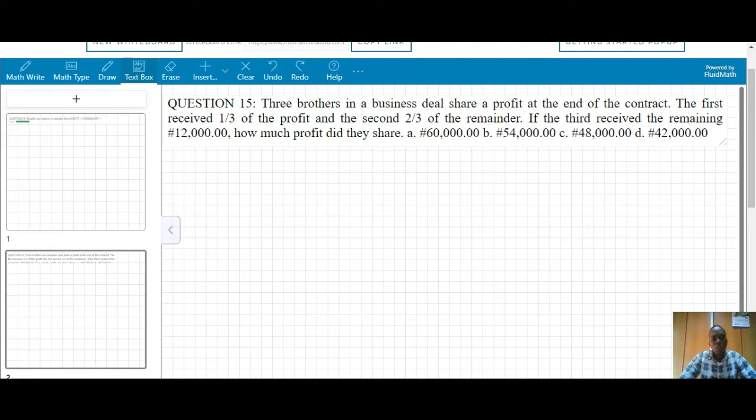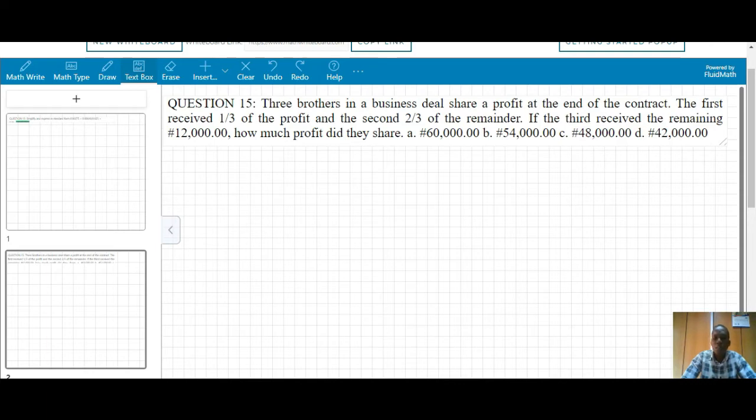This is question number 15 of the JAMB 2021 UTME CBT mathematics exam. If you are listening, I want us to solve this question together. The question says three brothers in a business deal share a profit at the end of the contract. The first received 1/3 of the profit and the second 2/3 of the remainder. If the third received the remaining 12,000 naira, how much profit did they share?